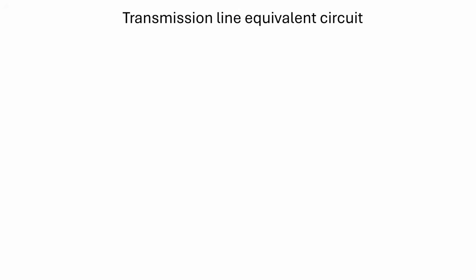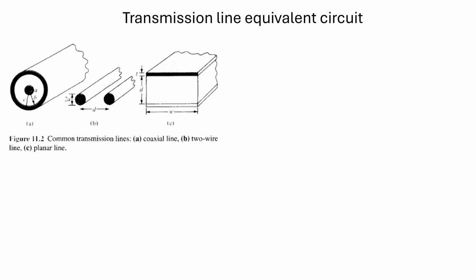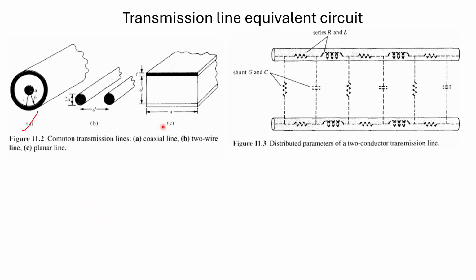Okay, so let's see the circuit now. How can we exactly replace? Let's look into the circuit. Here are the three different types. The first one represents the transmission line for the coaxial line. The second one is the two wire line. The third one is a planar line. Now look into this circuit. This is a very important circuit.